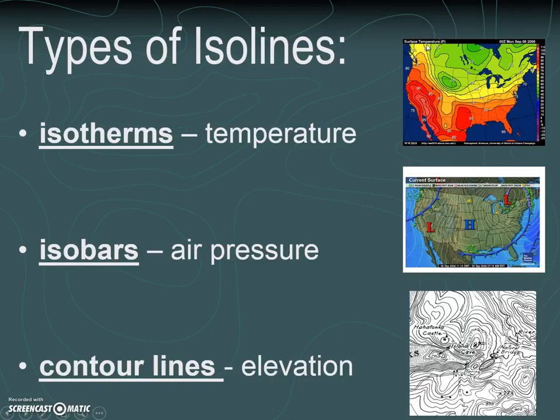We call them isotherms. When we're looking at air pressure, the isolines are called isobars, and that's because air pressure is also known as barometric pressure. So bar, barometric. And the unit that we often use are millibars. So isobars are just isolines that show points of equal air pressure. When we're looking at elevation, we use what are called contour lines. So again, they're just a type of isoline that show points that all have the same elevation.